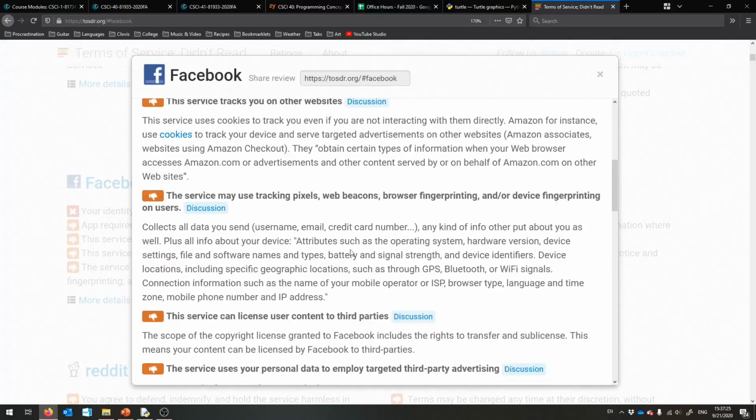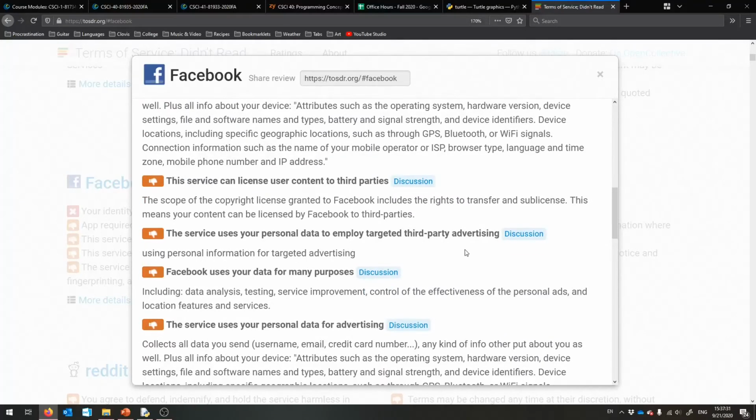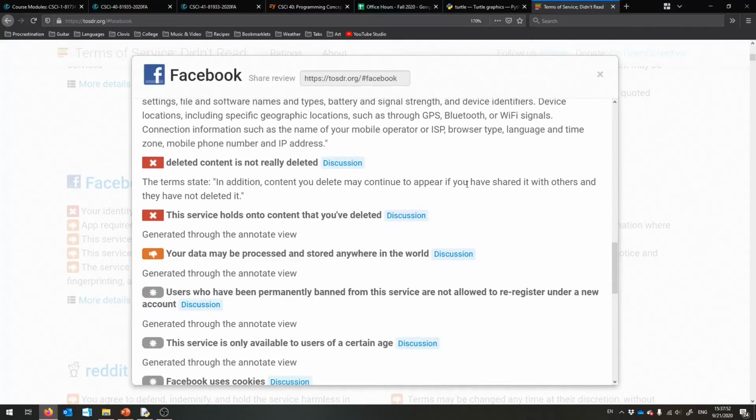Tracking pixels, browser fingerprinting, device fingerprinting. That's all here. Uses your personal data for advertising. So you're putting a lot of stuff on Facebook. You're putting where you live, you're putting your phone number perhaps, your email. They can get your location pretty easily. They can look at the images that you post and maybe see what places you've been to. So that's fun.